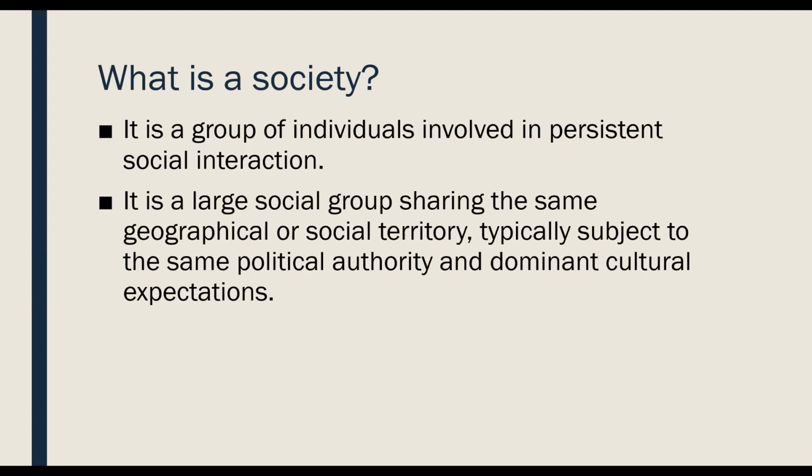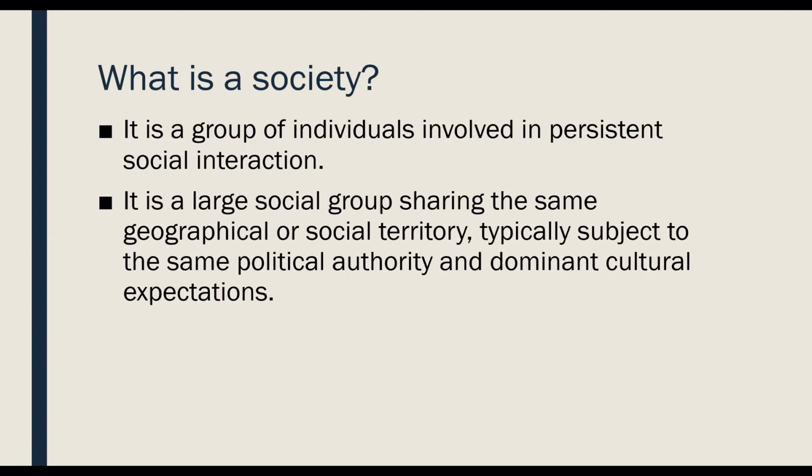It is also seen as a large social group. And in that social group, they share a territory, a geographical and social territory. A geographical territory pertains to the land that is being occupied by the group. A social territory is a particular area where they convene or commune or interact among themselves. Typically, that territory is subject to political authority and dominant cultural expectations, meaning there is a way to rule or govern that authority.